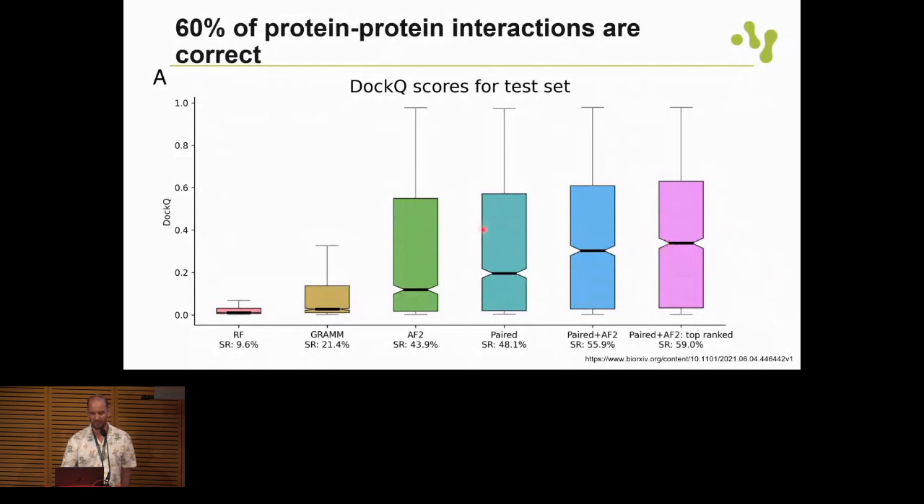And so we asked, 60% is not 100%. So we asked, when does it work and when does it not work? So we went back to our old methods and asked, if you run plmDCA, because of all the DCA methods, on the same MSAs, do we find some contacts or not? So basically, do I have a co-evolution between these proteins or not?